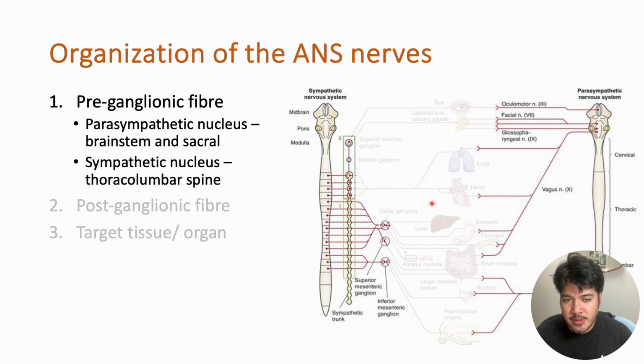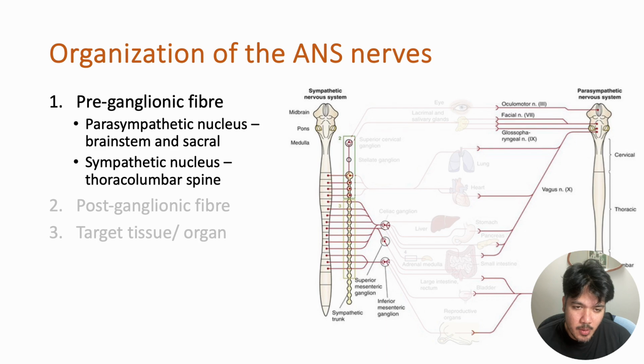Now, several features of the autonomic nerves are worth remembering. Like we said in the previous slide, the preganglionic fiber starts in the central region. For the parasympathetic system, the nucleus of the preganglionic fiber starts at either the brainstem or the sacral region of your spinal cord. So, just top and bottom, really. And that's the way to remember it. Whereas the sympathetic nucleus for the preganglionic fiber starts at the level of your thoracolumbar spine. So you can see that that's right in the middle here.